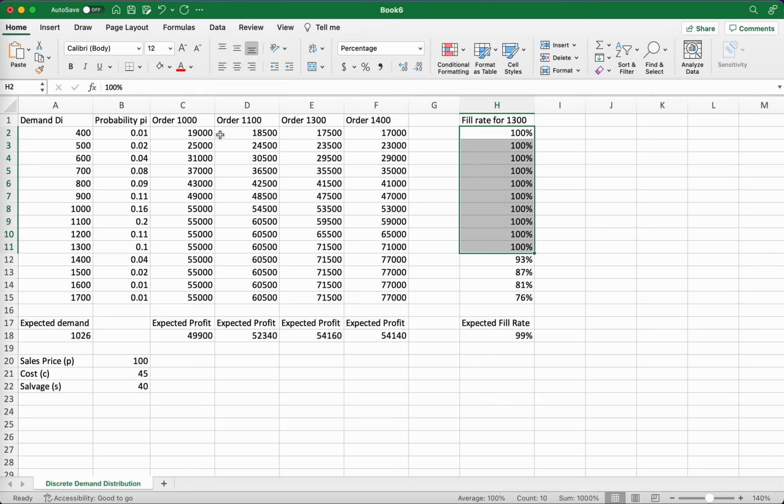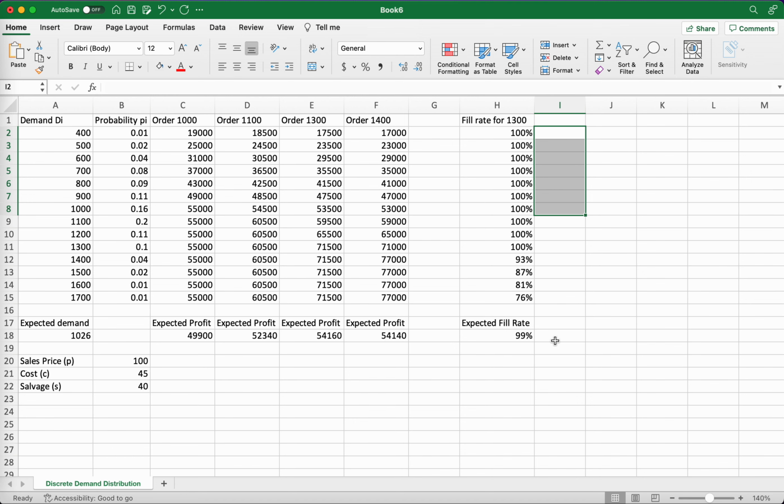If you ordered only 1000 items, the fill rate will be lower. You'd make it 100% up to 1000, and from that point onwards, fill rates will be less than that. So it'll be 1000 divided by 1100, 1000 divided by 1200, 1000 divided by 1300, and so on. You'll calculate the fill rates, and then the expected fill rate, which will be lower. I'll leave that calculation to you.